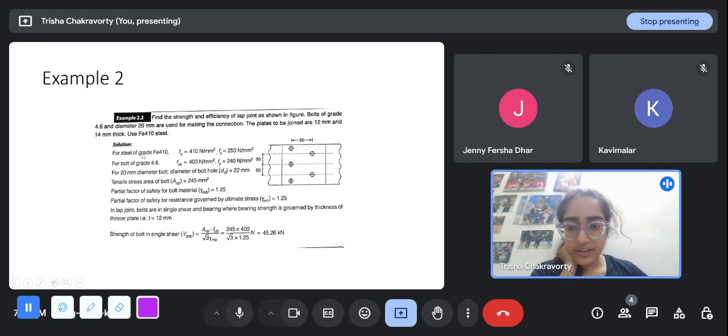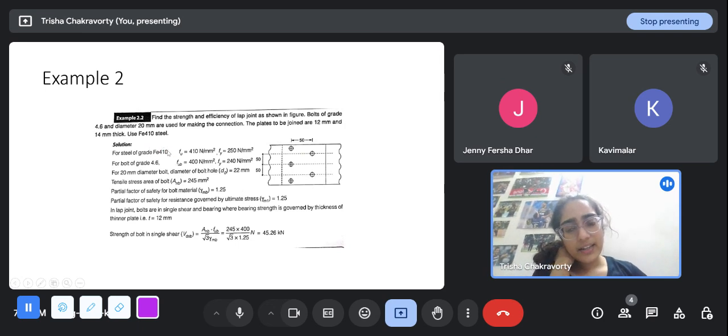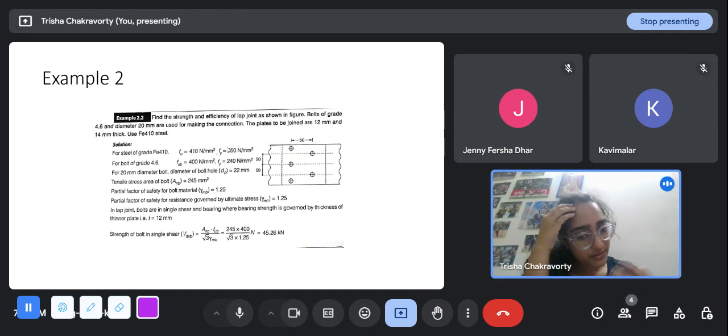So the grade of steel, Fe 410, this is for the plate. Fe 410 has ultimate tensile strength of 410 and yield stress of 250. This you will remember. I mean, no one will ask you to remember this, but you will get to remember this when you do questions, because most steel used here you will find Fe 410 only. And for the bolt of grade 4.6, like I said, the tensile strength will be 400 and the yield stress will be 60% of 400. 0.6 into 400, that is 240.